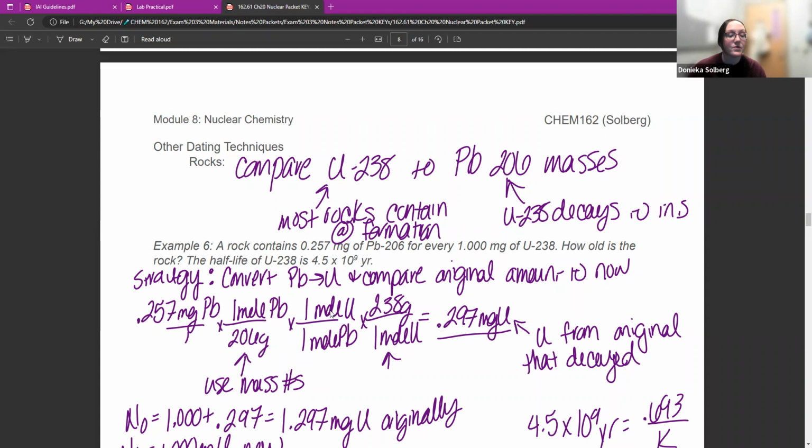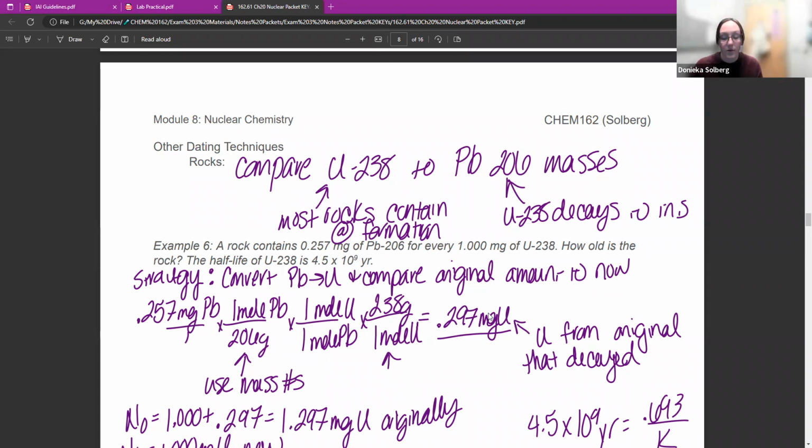1 mole of lead comes from 1 mole of uranium. That's always 1 to 1. Essentially 1 particle of uranium turns into 1 particle of lead. And then 1 mole of uranium was 238. Again, not the number from the periodic table, but the specific number of the isotope I'm talking about. Okay, so I got 0.297 milligrams of uranium. That number is how much uranium has turned into lead.